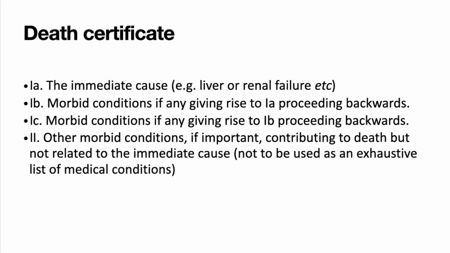And then in part 2, you list other conditions that have contributed to death, but you should really think carefully about how they have contributed to death. It's not a place just to list every medical disease that somebody had. You've really got to think, how did it contribute to death? And I always ask myself the question, would they still have died of whatever you're putting in part 1 had they not had what you're putting in part 2? And we'll go through some examples in a moment, and that will illustrate that point.